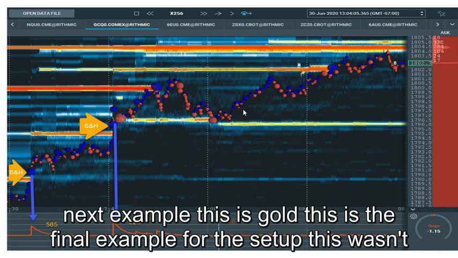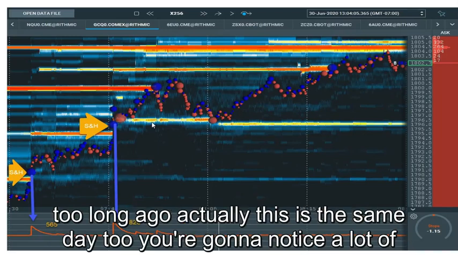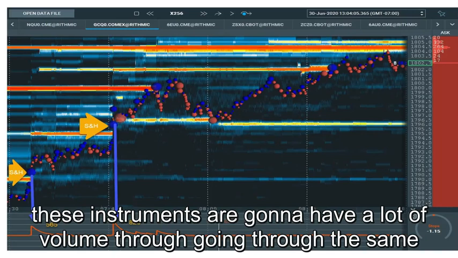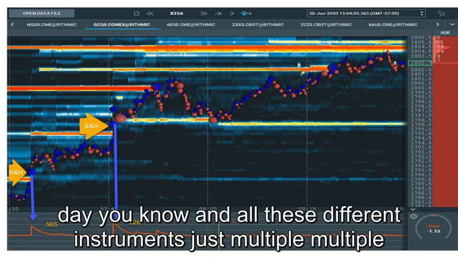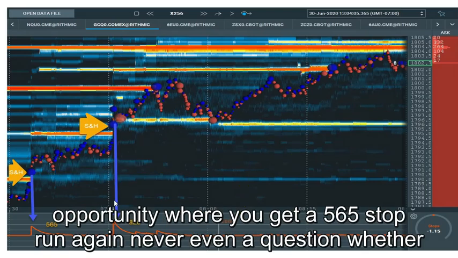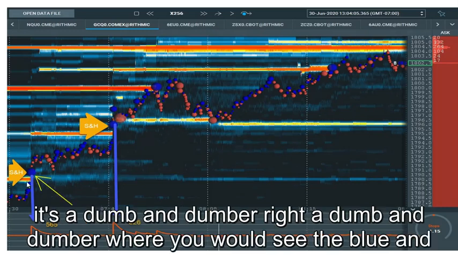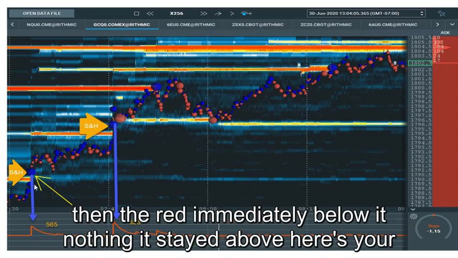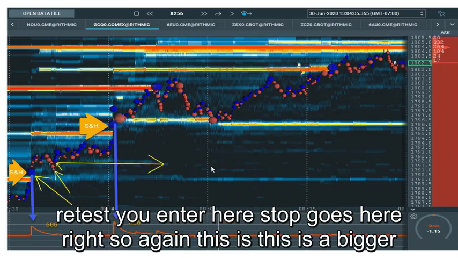Next example. This is gold. This is the final example for this setup. This wasn't too long ago. Actually, this is the same day too. You're going to notice a lot of these instruments have a lot of volume going through the same day. In all these different instruments, there are multiple opportunities where you get a 565 stop run. Again, never even a question whether it's a Dumb and Dumber, right? A Dumb and Dumber is where you would see the blue and then the red immediately below it. Nothing. It stayed above. Here's your retest. You enter here. Stop goes here.